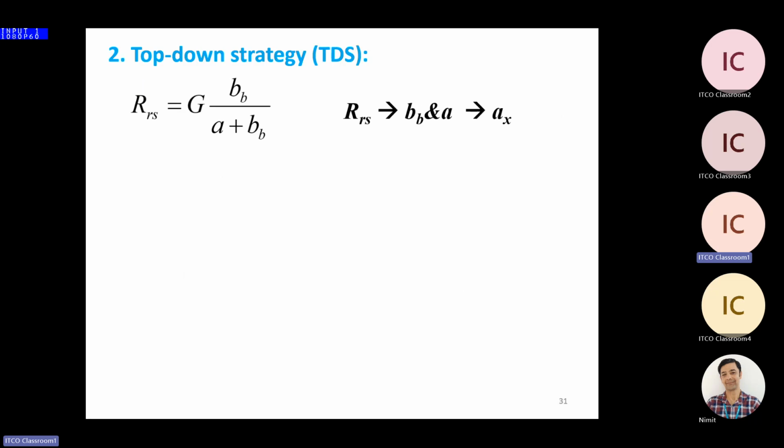Okay, that's about the bottom up. Then let's talk about top down. Top down is a totally different concept or strategy compared to the bottom up. So we have remote sensing reflectance as BB over A plus BB. Then from remote sensing reflectance, the first order product should be BB and A, because it's a function of A and BB. Then from this A, we can decompose that into other components like phytoplankton or CDOM or ADG.